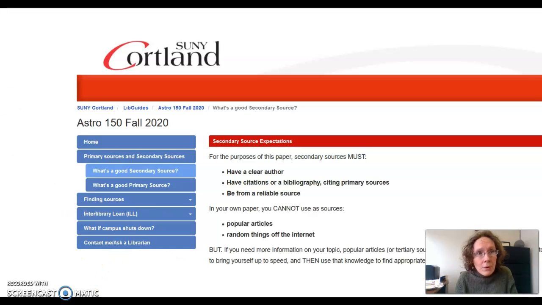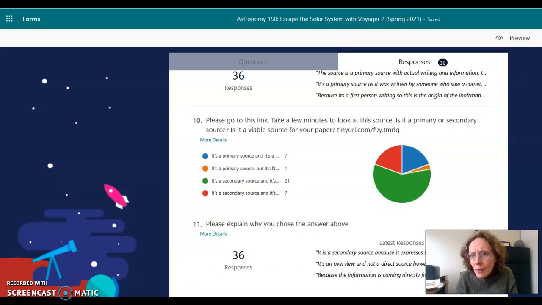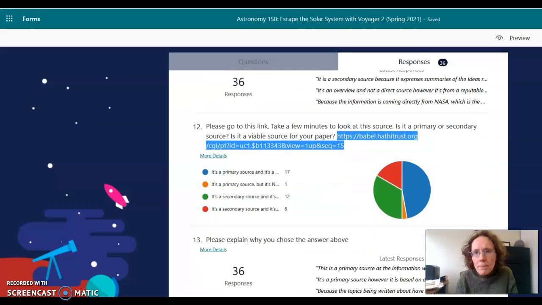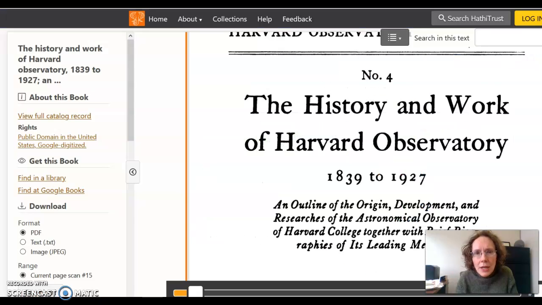Okay, so let's move on to the final one. This was the one from HathiTrust. So this is this guy. This is the history and work of Harvard Observatory. So this was very interesting because this is written by an astronomer. And so many of you thought, it's written by an astronomer. It looks old. Primary source. Not quite. It's a history.